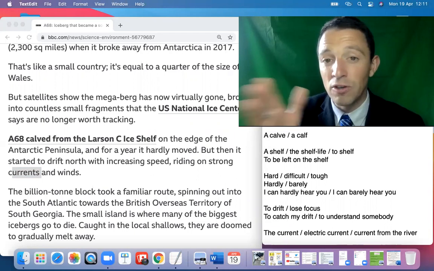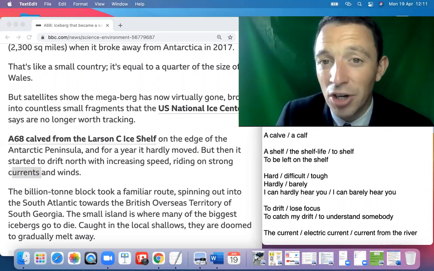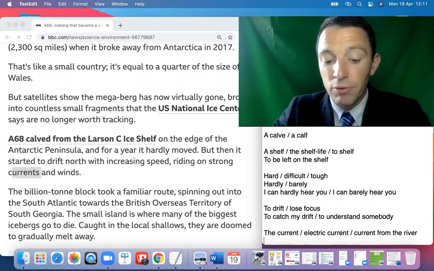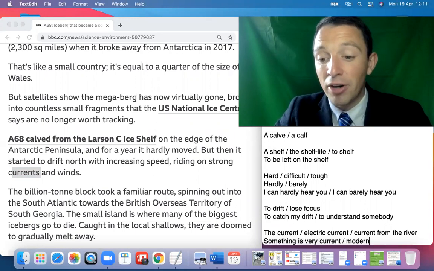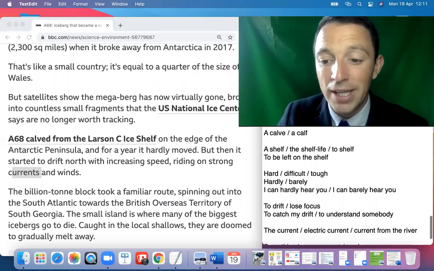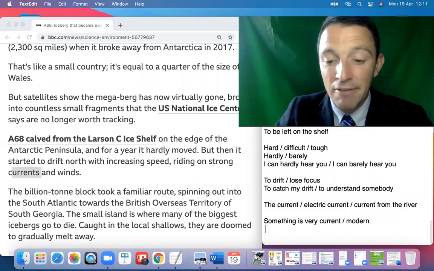Okay, and that means the movement or the direction of the current. So it is good vocabulary and very, very important. Also, if we say something is very current, that means maybe very modern. So you need to be very clear with the use of current. And again, the difference between currently and actually.